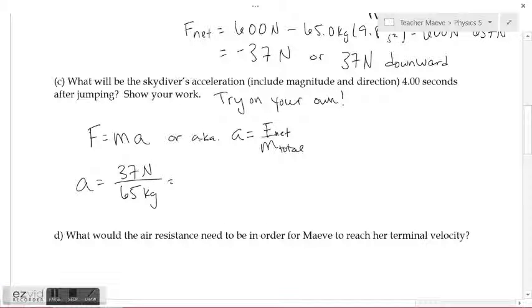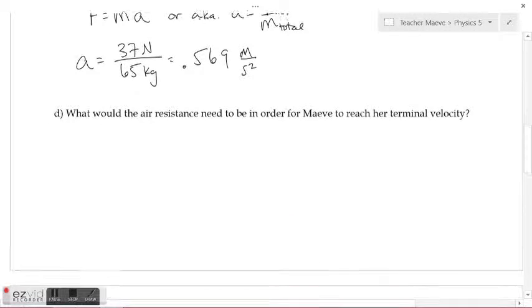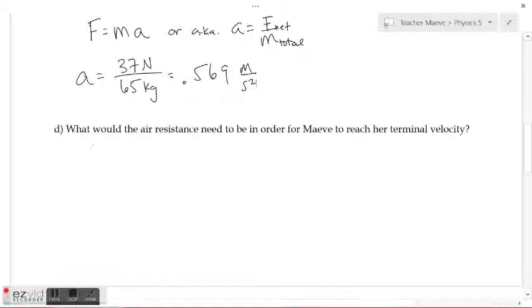Easy enough. I divide those two, 37 divided by 65, and I get 0.569 meters per second squared. Downward. You need to make sure that you're saying downward. 0.569 is the magnitude, downward is the direction.